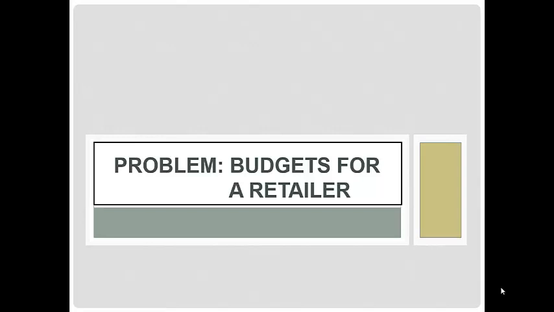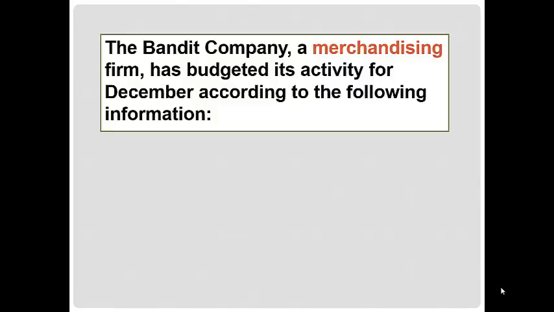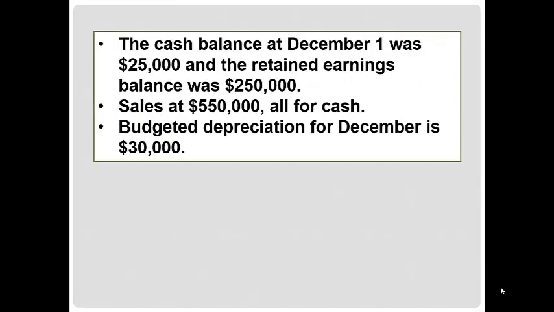Welcome. Let's take a look at a few budgets for a retailer. The Bandit Company, a merchandising firm, has budgeted its activity for December according to the following information. All right, so we are dealing with a retailer, so they will not buy direct materials, rather they will buy finished products. The cash balance at December 1st was $25,000 and the retained earnings balance was $250,000.